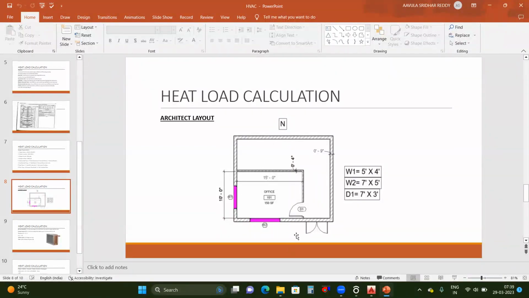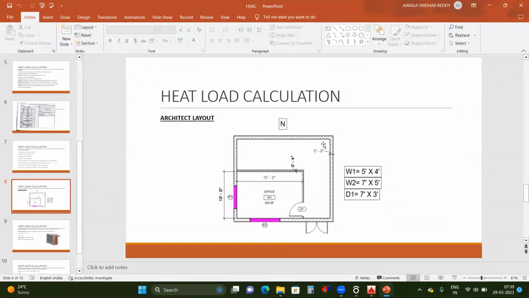So this will be the south, and this will be the west, and this will be the east. Okay. So here only the two walls are exposed to the atmosphere. So this is the west wall and this is the south wall. So same, we need to take it here. So don't get confused when you are practicing.